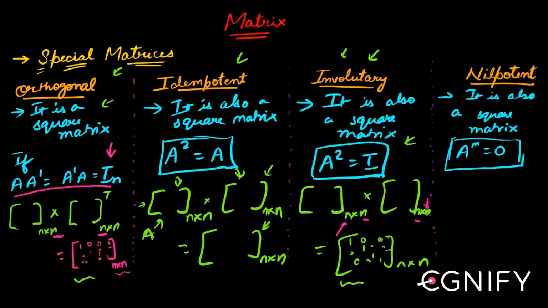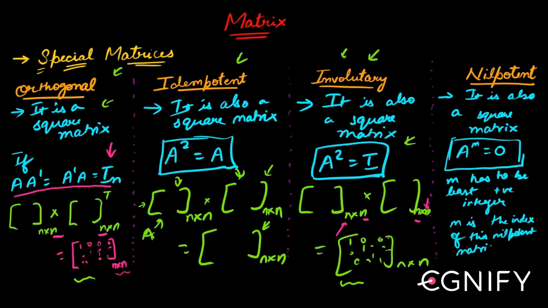So if m is the least positive integer such that A power m equals 0, then I can say that m is basically the index of the nilpotent matrix A. So m is the index of this nilpotent matrix. Let me just explain what all of this means.